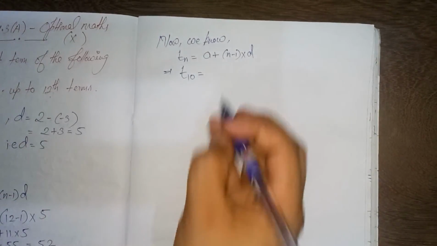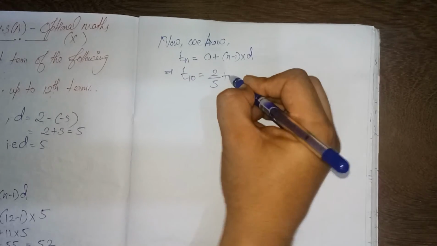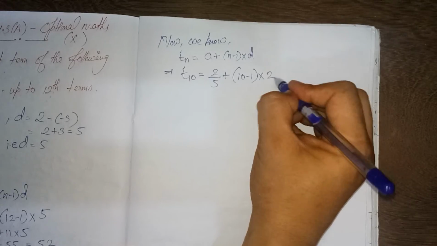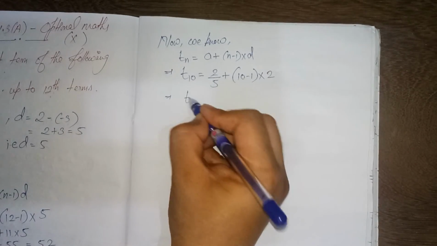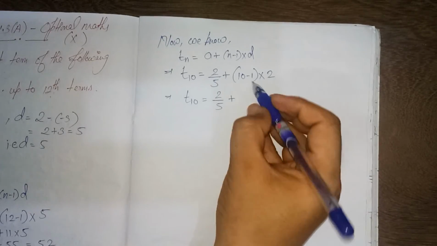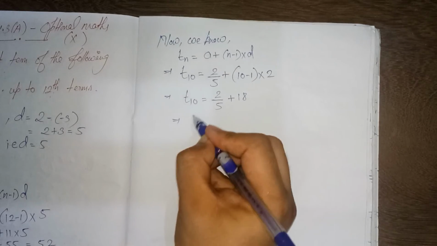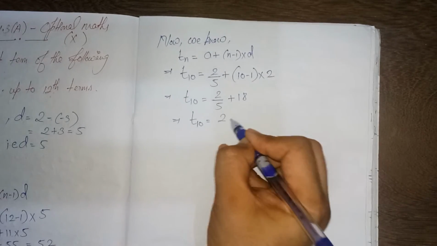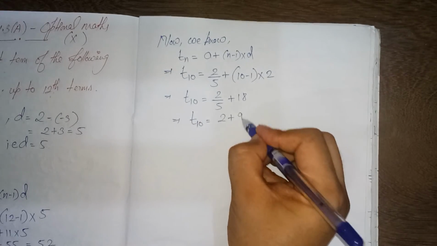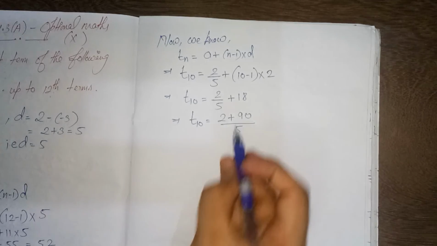Now T10 equals a, which is 2 by 5, plus (10 minus 1) multiplied by d, which is 2. Implies T10 equals 2 by 5 plus 10 minus 1 is 9, multiplied by 2 is 18. Implies T10 equals 2 by 5 plus 18, and 5 times 18 is 90. I've just taken the LCM.